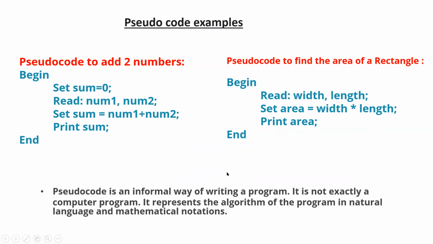So what is a pseudocode finally? It is the informal way of writing a program. That means not a program. So before the program, you may write it. It is not exactly a computer program. It represents the algorithm of the program in natural language and mathematical notations. That means we use English-like text and mathematical notation. When compared to an algorithm, it involves more mathematical notations, which is nearer to programming.